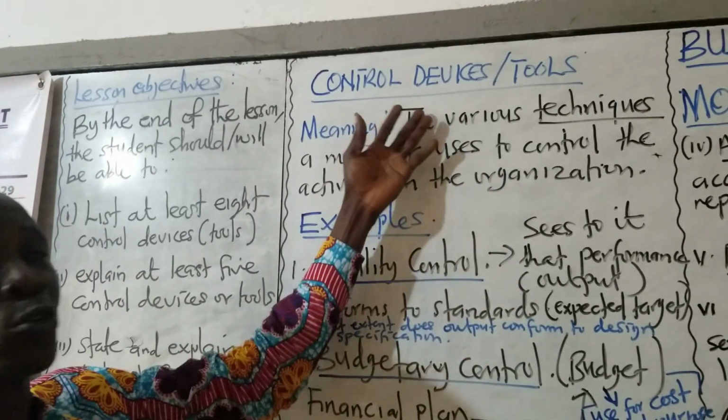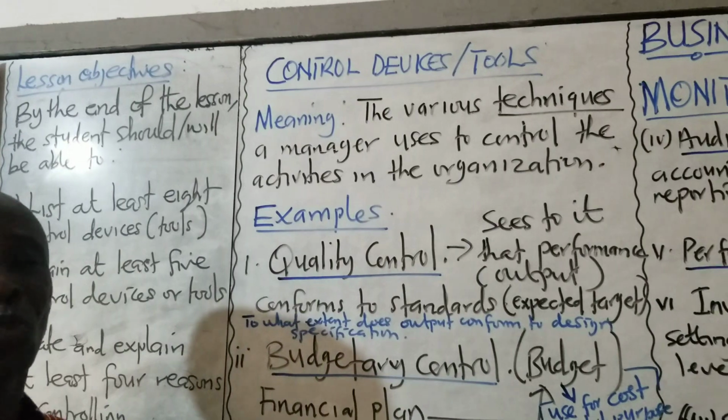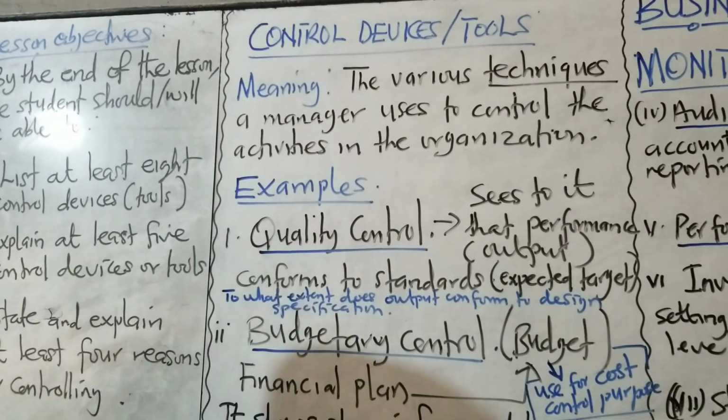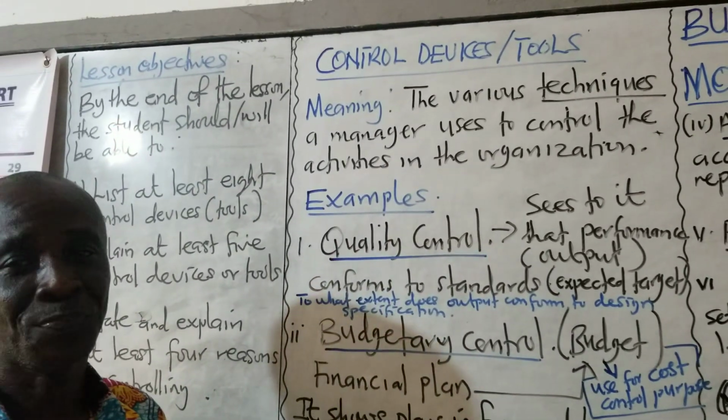And what is a control tool? What's a control device? These are the various techniques that managers use to control activities within the organization. As examples, we are going to look at about 10 of them. The first one is quality control.